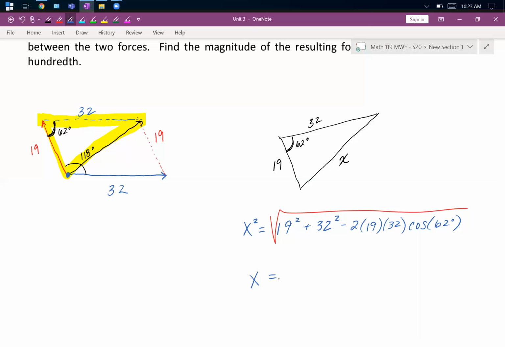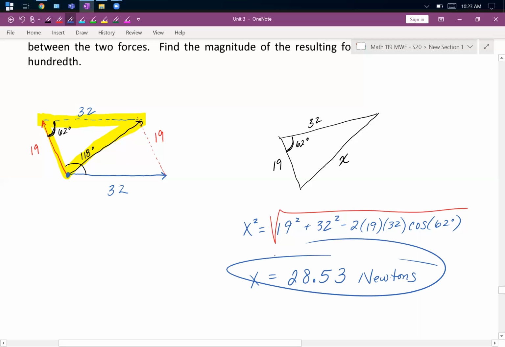I got 28.53. Is that what everybody else got? Sounds good to me. Yeah, that's what I got too. And our unit would be newtons. Great questions. Such a typical kind of problem.